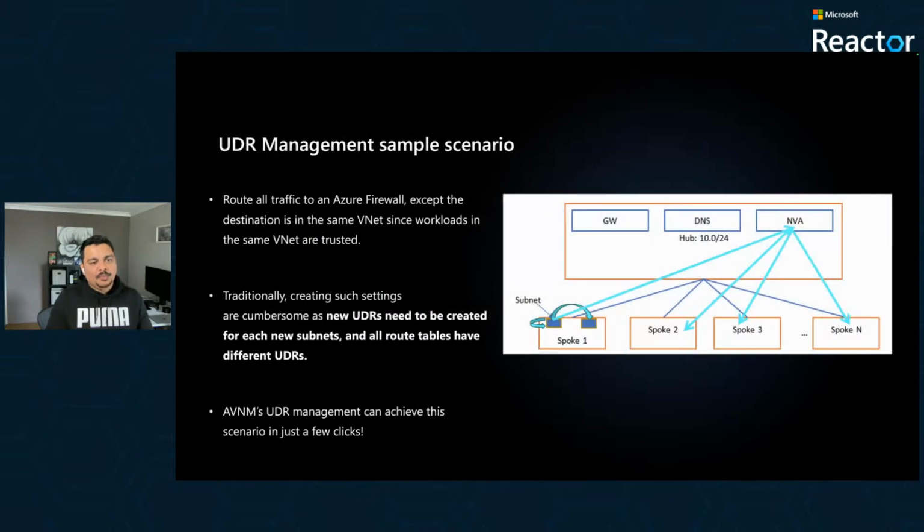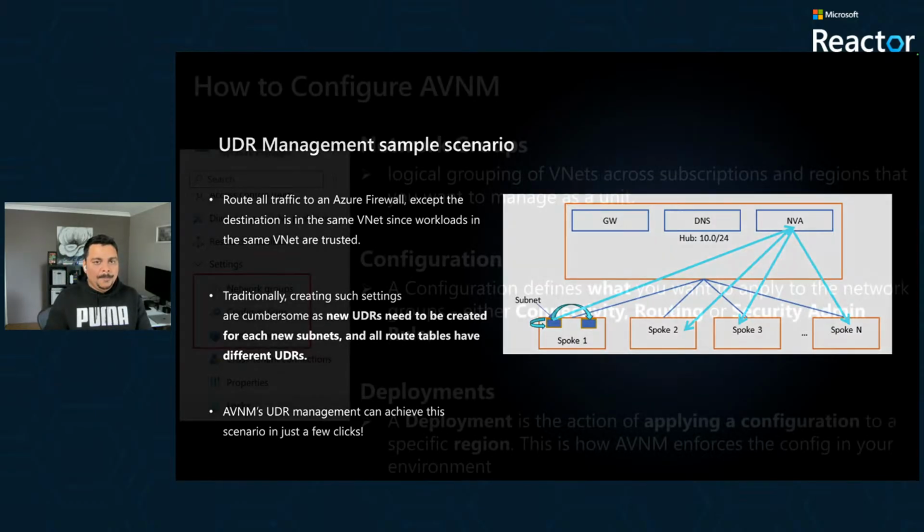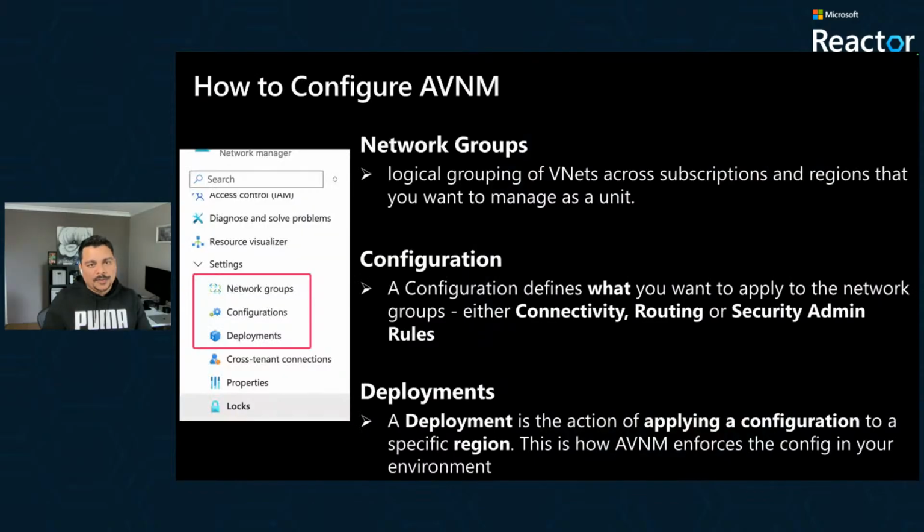Now with AVNM, what it provides is it allows you to define your configuration. And as and when a new VNet comes in, it meets those conditions, it automatically gets the UDR applied directly to that. So that's something which UDR automation provides to us. Now, I would just quickly cover some of the basics before I jump into a demo and show you how it all looks in action.